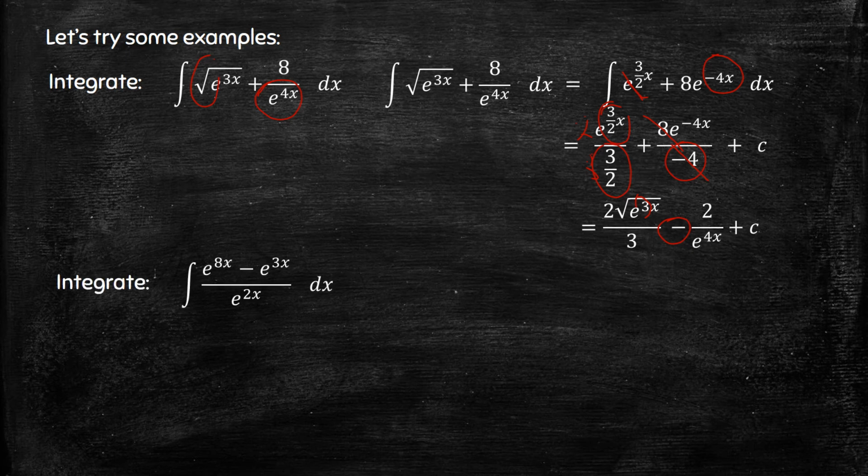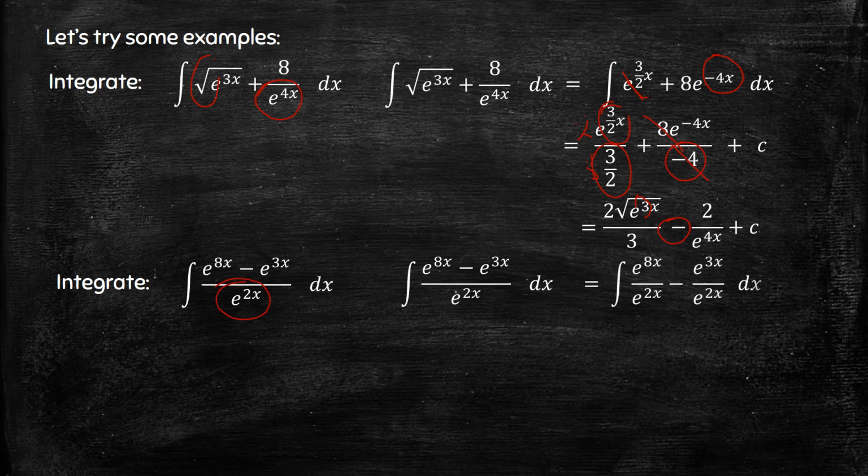Okay, so this is a slightly different one again. We've got lots of functions of e there. Because of that, we've just got one thing on the bottom, so what we can do is split it up with each thing on the numerator. So we can make it e to the power of 8x over e to the 2x, minus e to the 3x over e to the 2x. And we've split it up with both of them.